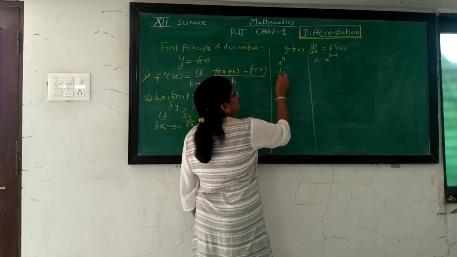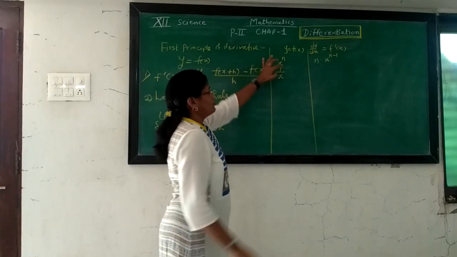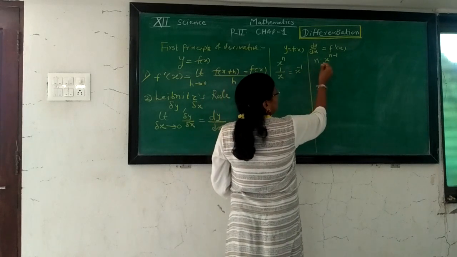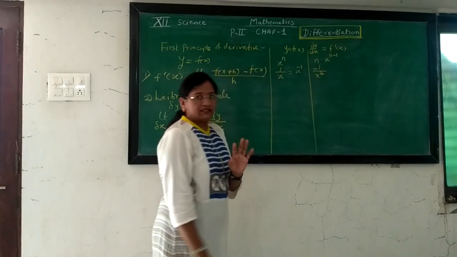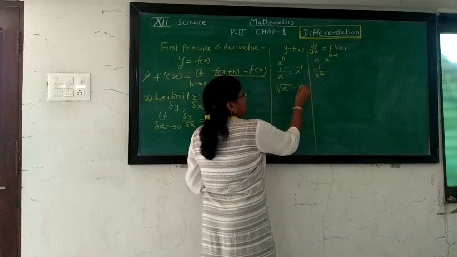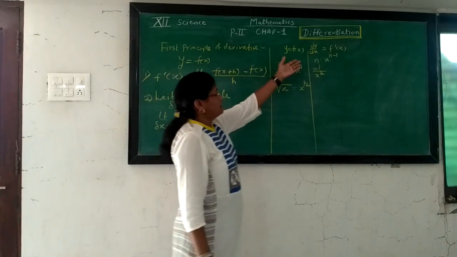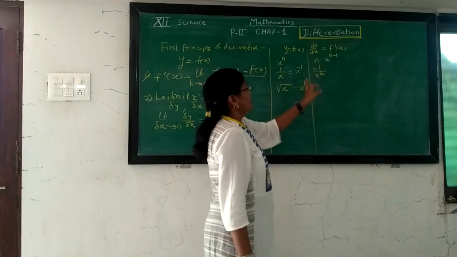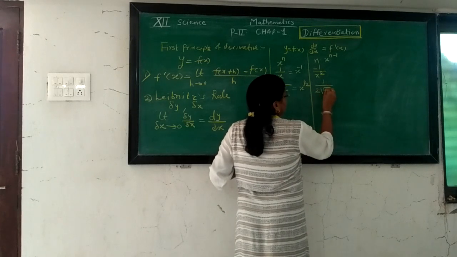Then finding the derivative of 1 upon x using the rule of x raised to n, because 1 upon x can be written as x raised to minus 1. By using this rule we get the derivative of that function as minus 1 upon x square. You only just revise this result. Again root x can be written as x raised to half. Again we can find its derivative by taking the same rule, n into x raised to n minus 1, half into x raised to half minus 1. So by using this we get the derivative is 1 upon 2 root x.